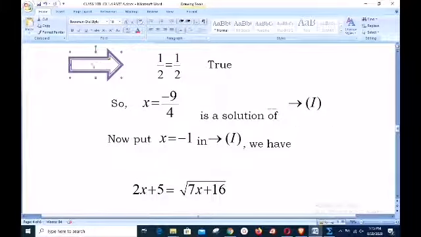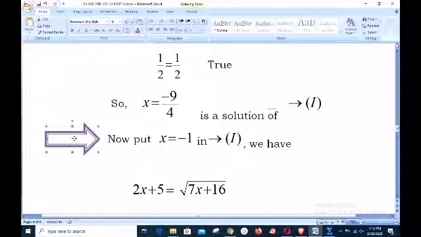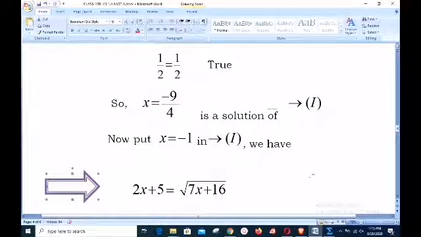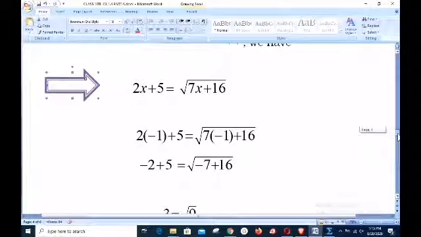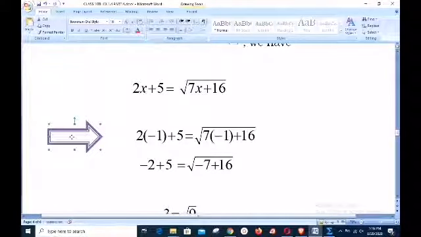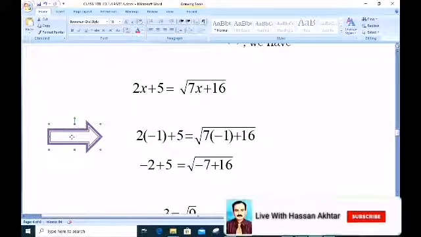Now we check for the second value, that was x is equal to minus 1. We put x is equal to minus 1 in number 1. We write the equation number 1 first as it is. Viewers, be clear that we have just to put the value and keep both the sides on the same side. We are not allowed to shift any term towards left or right. So putting the value within brackets, we have 2 into minus 1 plus 5. On the right hand side we have inside the root 7 into minus 1 plus 16.